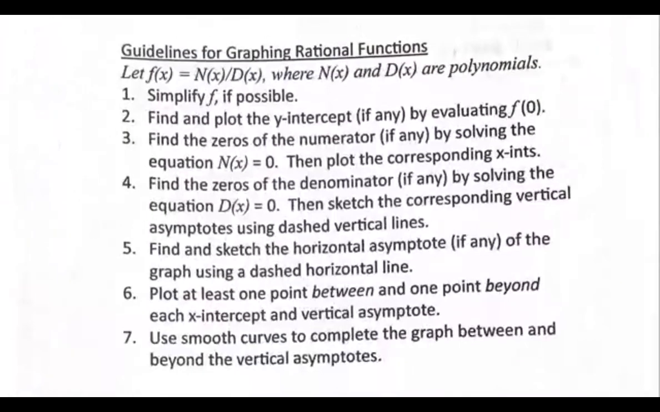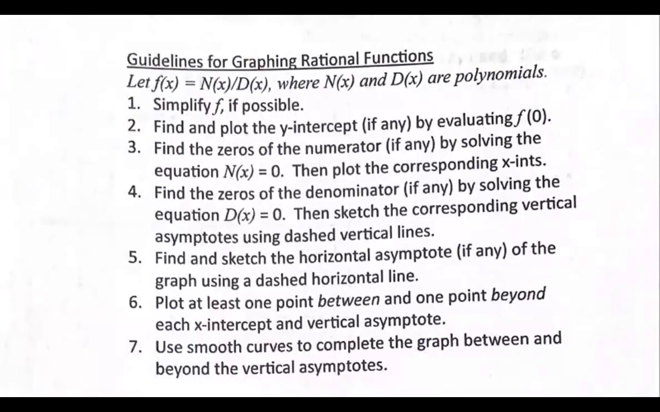Section 2.7 on the notes is pretty much everything you need to do in order to graph your function. Simplify f if possible. This technically should be all the way at the very end, before the vertical asymptote, but we'll just leave it there and go along.